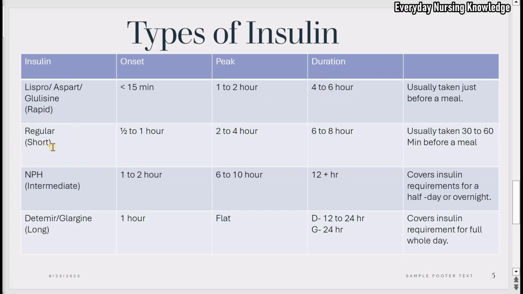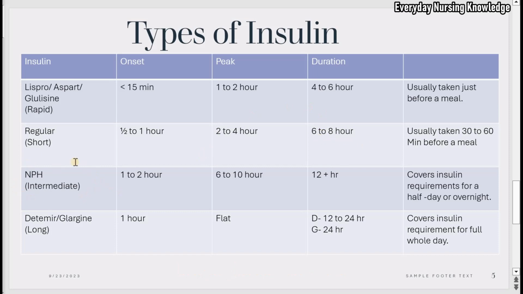Now for short-acting insulin, the regular insulin, the onset of action is half to 1 hour. So it is usually taken 30 to 60 minutes before a meal, and it peaks between 2 to 4 hours, with a duration of action of 6 to 8 hours.